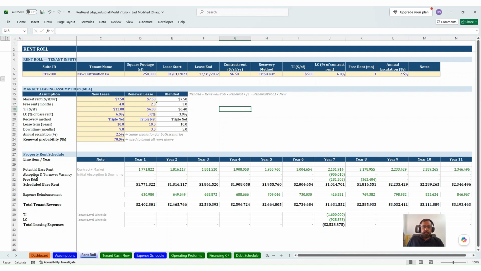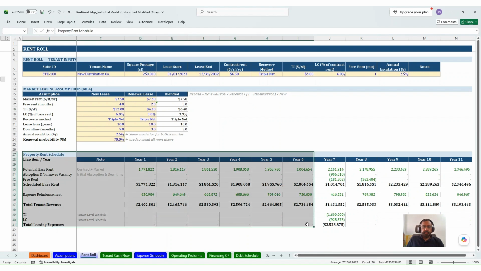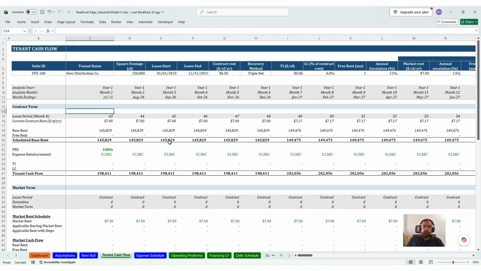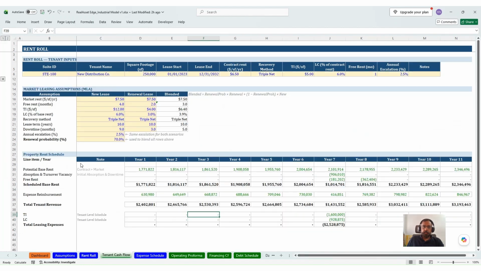Now, this section of this model is essentially getting calculated from a different working tab, which is called tenant cash flow. The tenant cash flow tab breaks down the whole tenant cash flow into monthly level detail. You have the first section which calculates the current contract, the first contract detail that you entered on the rent roll tab in the top section.